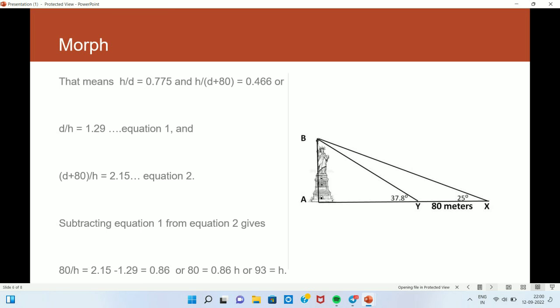0.775. Now we will move on to the same thing about the height of the statue. That means h upon d was equal to 0.775 and h upon d plus 80 is equal to 0.466, or d upon h is equal to 1.29, equation 1, and d plus 80 upon h was equal to 2.15, equation 2. Subtracting equation 1 from equation 2 gives 80 upon h is equal to 2.15 minus 1.29, which is equal to 0.86, or 80 equals 0.86h, or h is about 93.